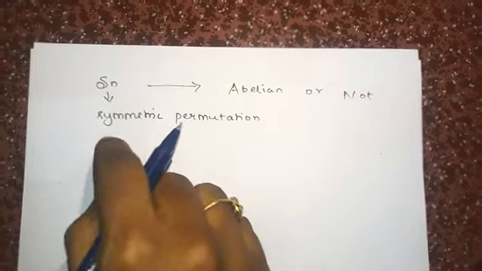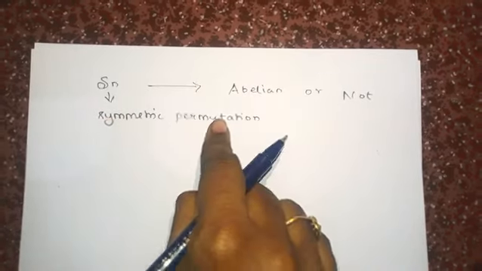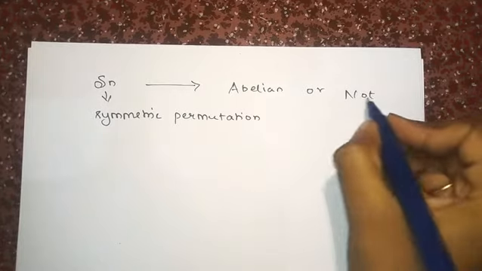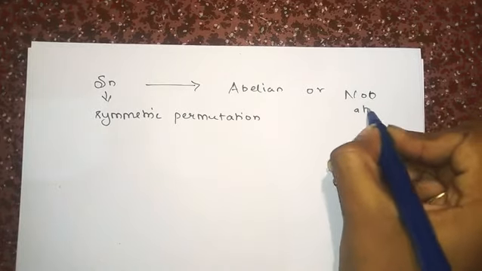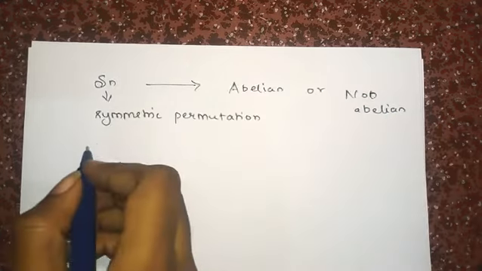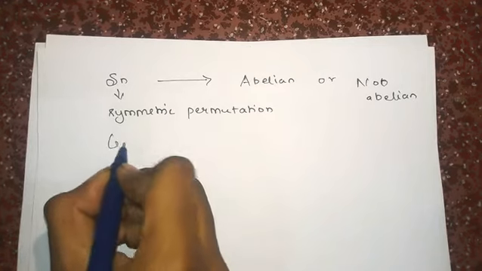In today's class we will be seeing whether the symmetric permutation Sn is abelian or non-abelian. For that, we will first show whether it is a group or not.